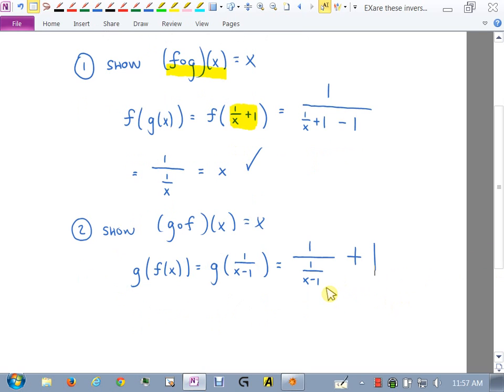Does that make sense for G? G was 1 over x plus 1. So I'm replacing the x with 1 over x minus 1. What do you want to do here? Invert this. 1 over 1 over x minus 1 is just x minus 1. Then you still have plus 1. What happens? The 1's cancel, and you get just x. And that verified.